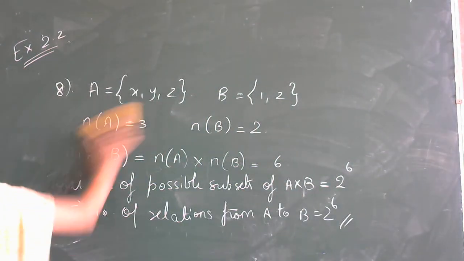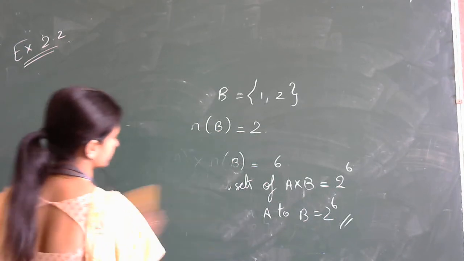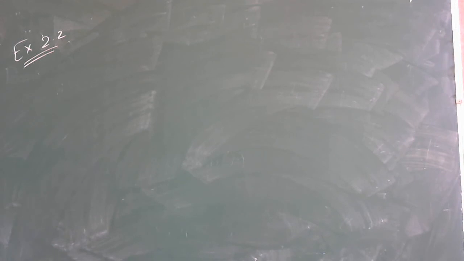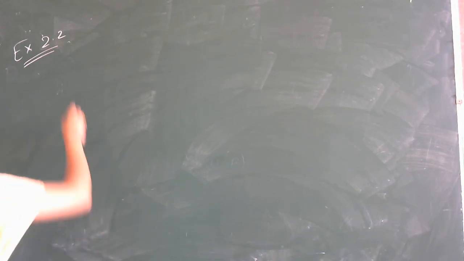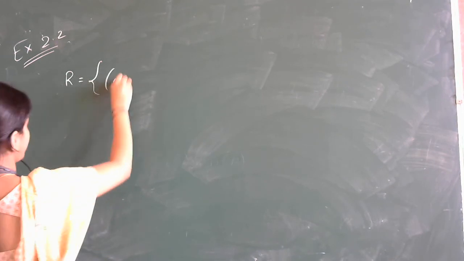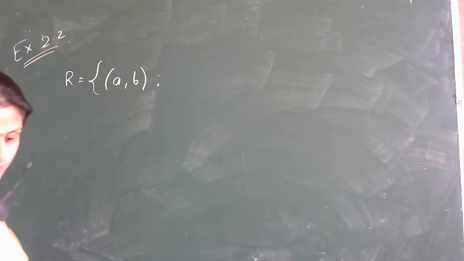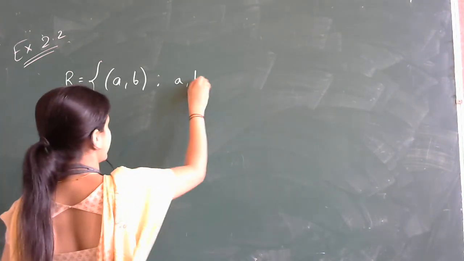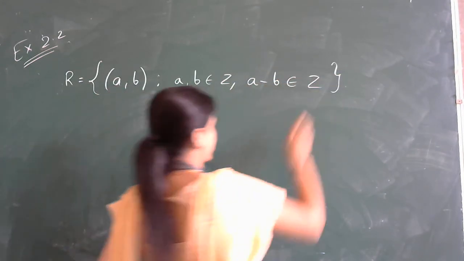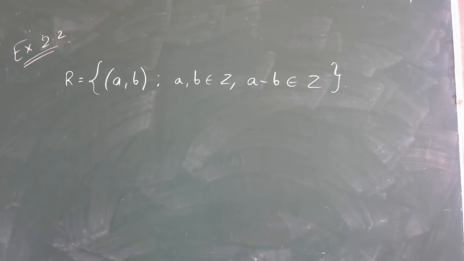Okay? Coming to the last question. The question says, let R be the relation on the set of integers defined by, okay, so they have given us the relation. It consists of all ordered pairs (a, b) such that a and b both belong to Z, and a minus b also belongs to Z. It is also an integer.